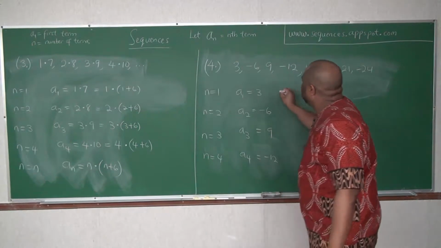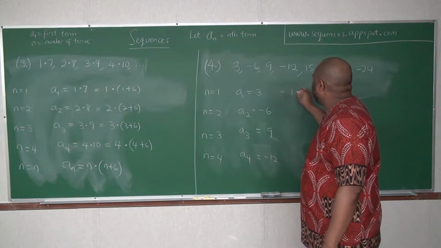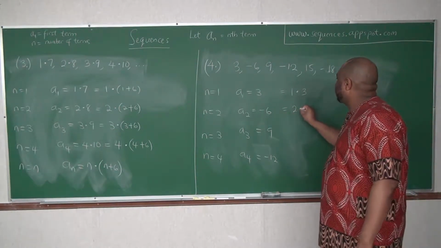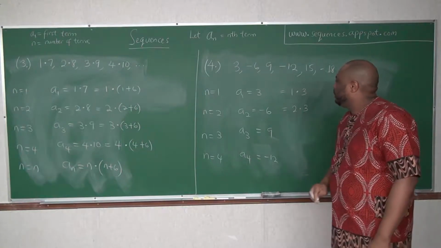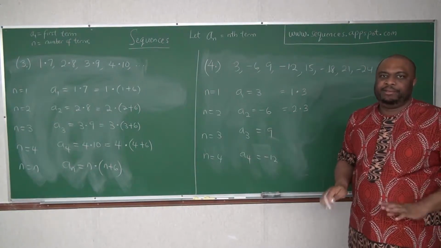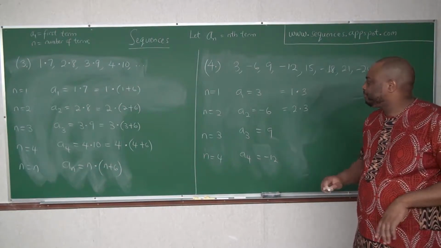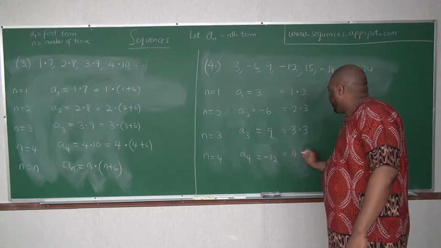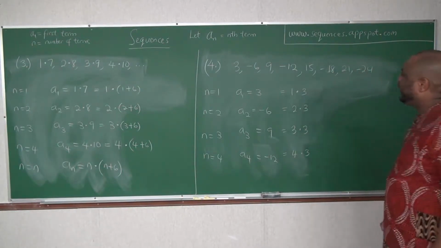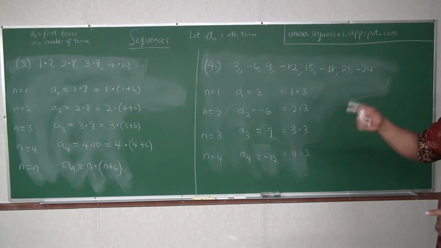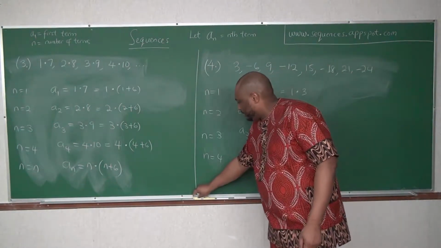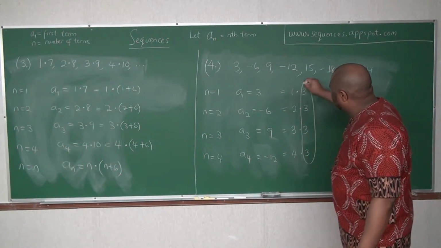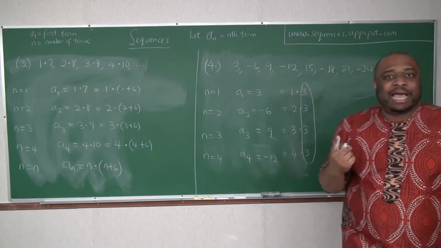Okay, this is 1 times 3, right? And this is 2 times 3. I know it's negative 2. Okay, we shall come to negative. This is 3 times 3. This is 4 times 3. Okay, so we know that 3 is a constant here. Everybody is going to multiply by 3. N times 3. We know it's going to be n times 3.